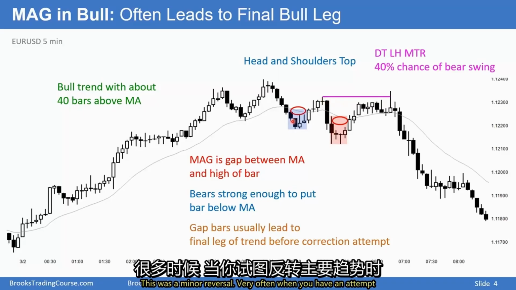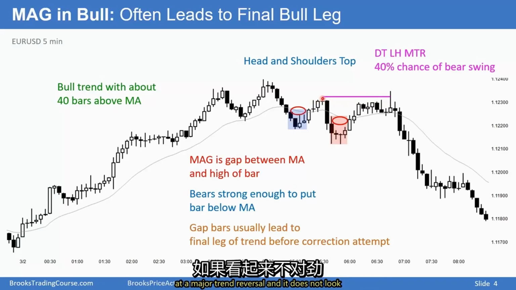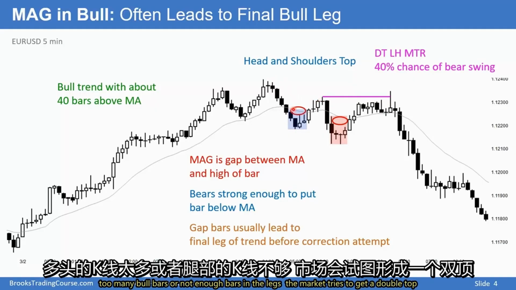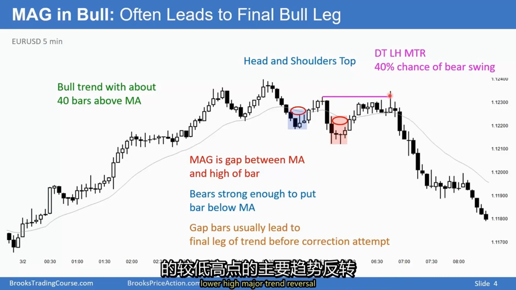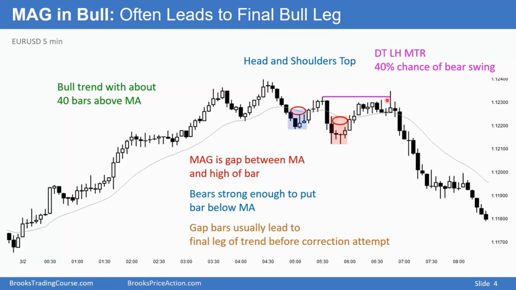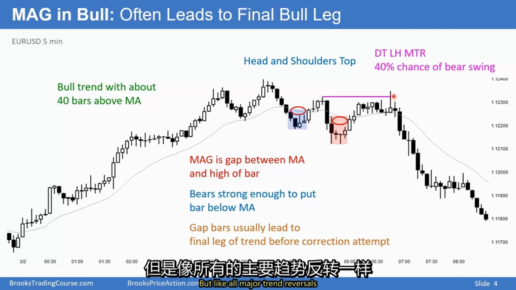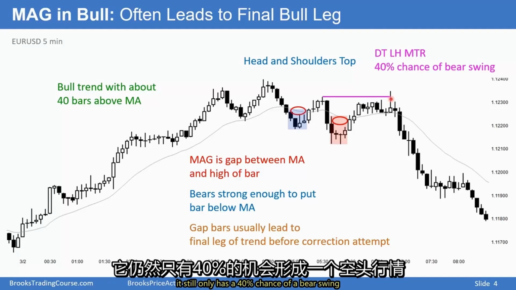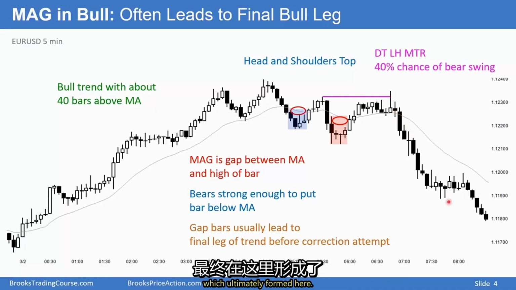Very often when you have an attempt at a major trend reversal and it does not look right, too many bull bars or not enough bars in the legs, the market tries to get a double top lower high major trend reversal, which it did here, and this has a higher probability of leading to a major reversal than this. But like all major trend reversals, it still only has a 40% chance of a bear swing, which ultimately formed here.